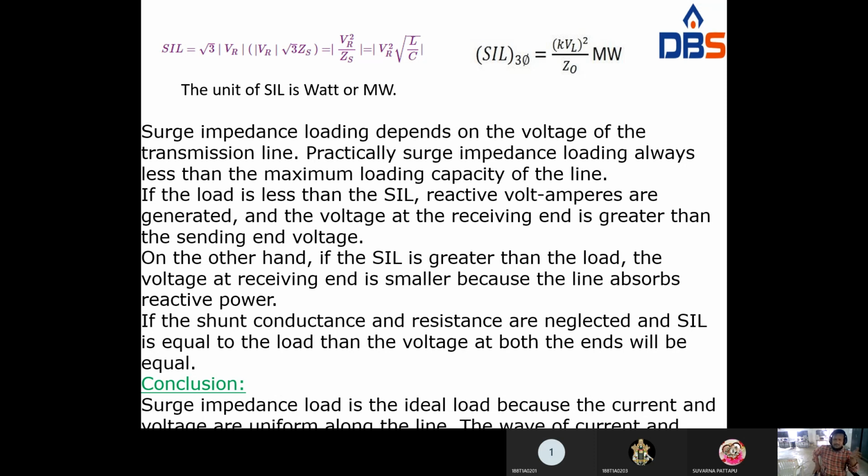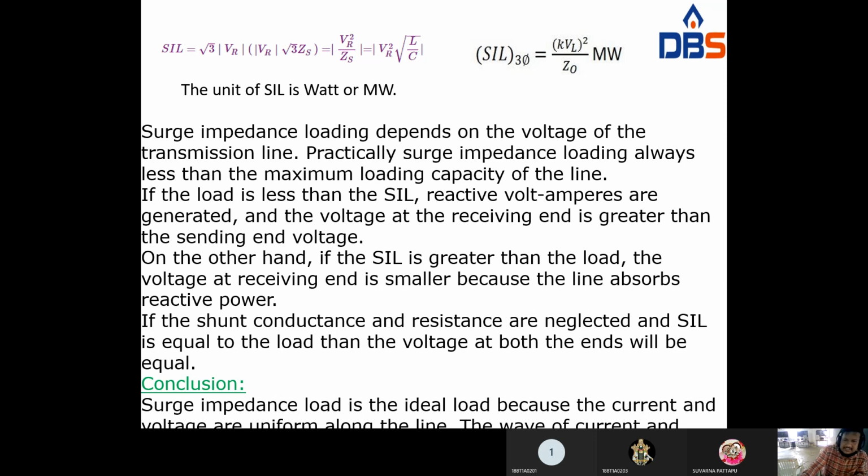Why? Because surge impedance is applicable to only a resistive network. In a resistive network, power is V square by R, but it is three phase. Surge impedance loading is equal to root 3 VL VR into root 3 ZS, that is V square by ZS, that is VR square by ZS. Surge impedance loading is equal to receiving end voltage square by ZS. What about the ZS value? Root L by C. So VR square by root L by C, in other words root C by L, right?